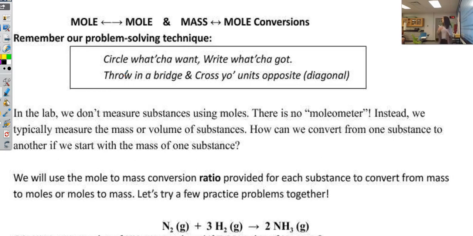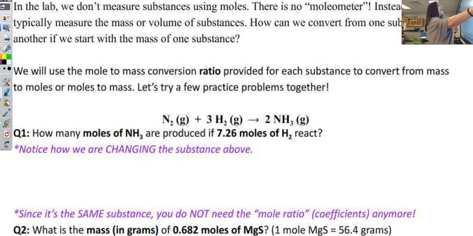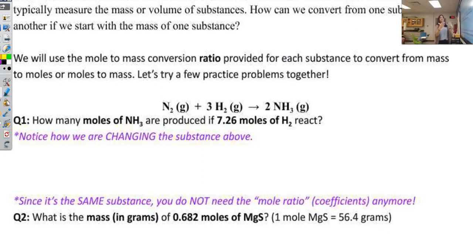Sometimes it's grams to moles, sometimes it's moles to liters. I'm going to explain this in just a second. We're going to use these conversion ratios, and that is going to help us convert from one to another. The problems that we had done before went from moles to moles, and we were actually switching our substance. What we're going to start doing now is problems where it's the same substance, but we want to switch from grams to moles, or I have to switch from grams to moles and then switch to another substance. So the problems are going to get a little bit more involved now.